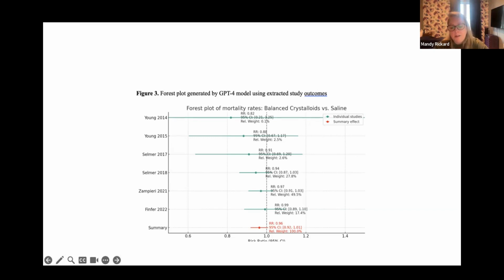And while we should interpret it with caution and not say that this can do a systematic review for us, it can certainly be used as a safety check to make sure that the human people who are performing these systematic reviews are accurately extracting the data that's necessary to be able to draw the conclusions.